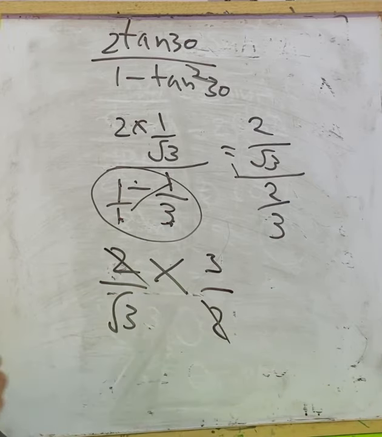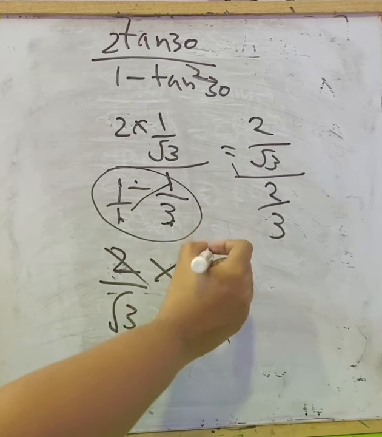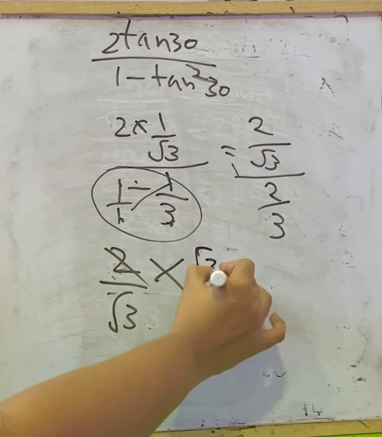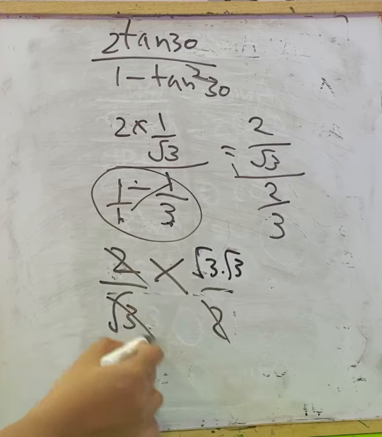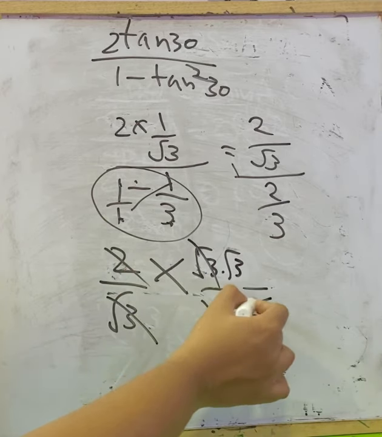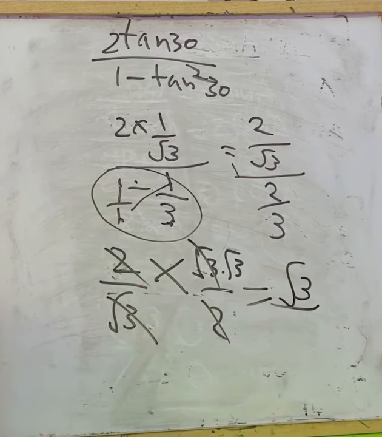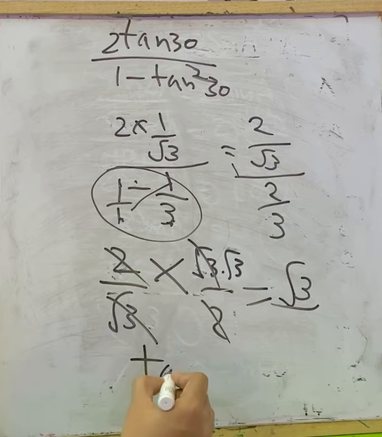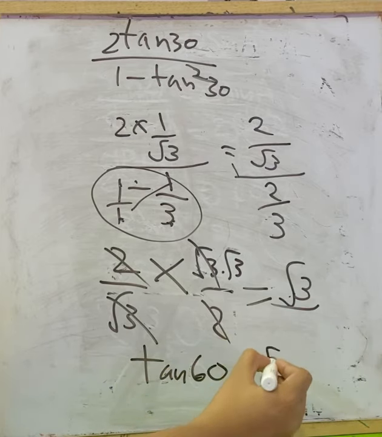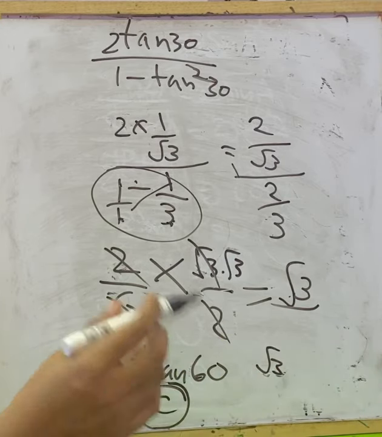Now 2 and 2 get cancelled. Here actually 3 means root 3 into root 3. We will split 3 as root 3 into root 3. So here root 3 and root 3 get cancelled. The final answer is root 3. And in the question options, C is the correct answer. Tan 60, we know tan 60 is root 3. So option C is the correct answer.